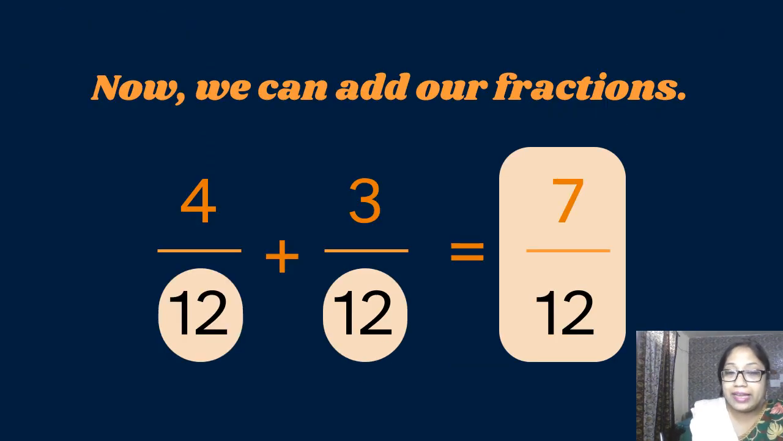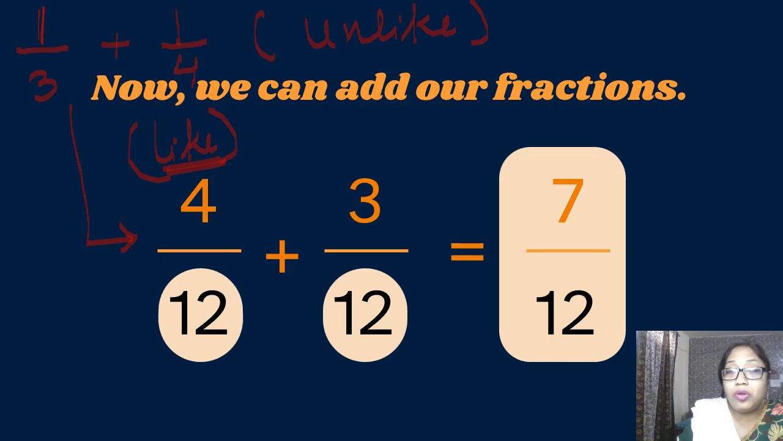Now we can add our fractions. Our original fractions were 1 upon 3 and 1 upon 4, right? And these are unlike fraction. We have converted them into the like fraction through LCD, least common denominator. Now these are like fraction. Why it is like fraction? क्योंकि यहाँ पे इनके same denominators हैं. Very easy step to do the addition of the like fraction.